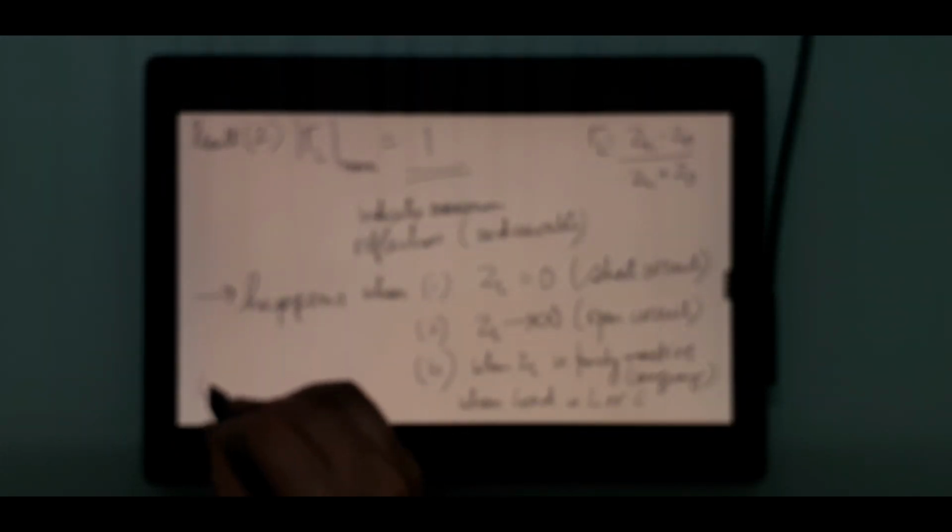This reminds me of one small change which I forgot to mention. In the third condition, for mod gamma L equal to 1, the assumption is that Z0 is real. This is for the third condition.